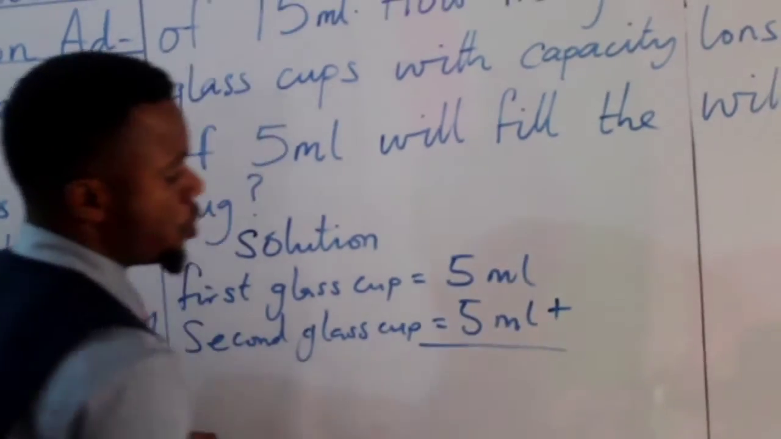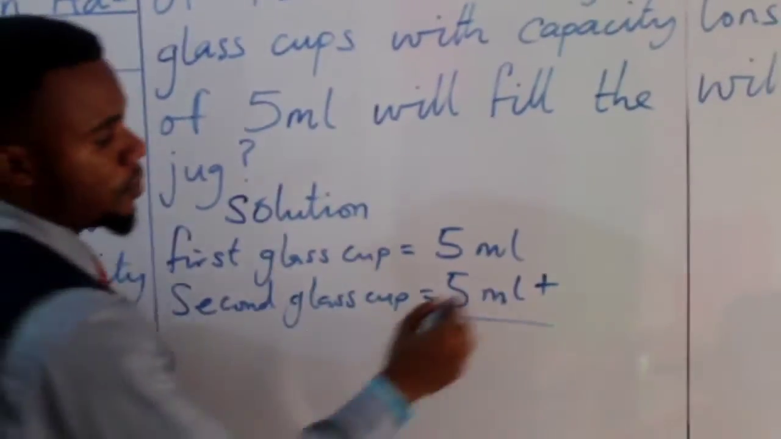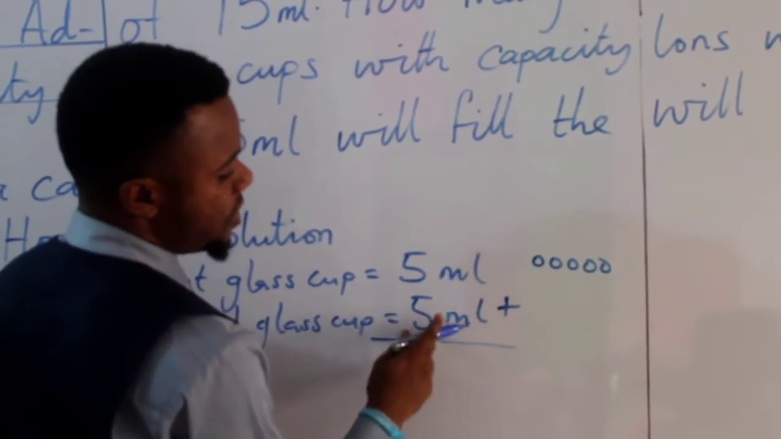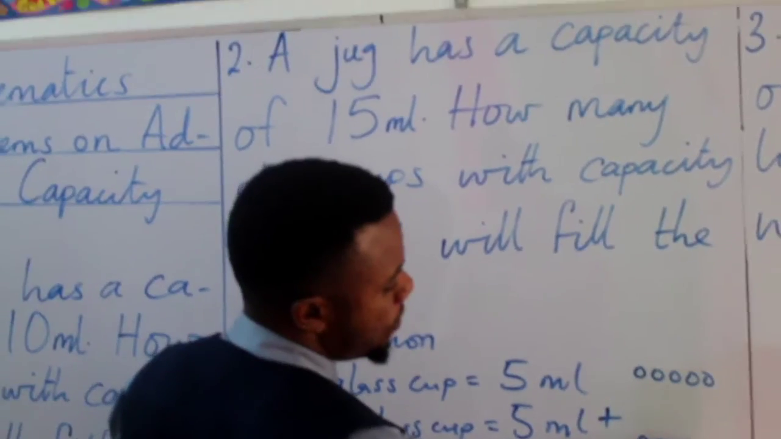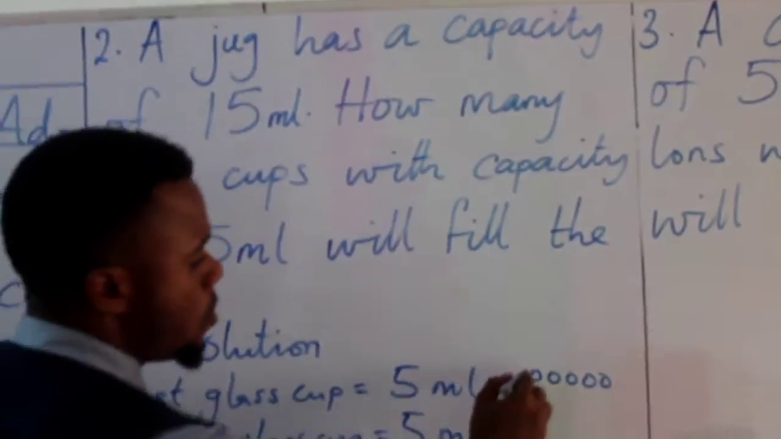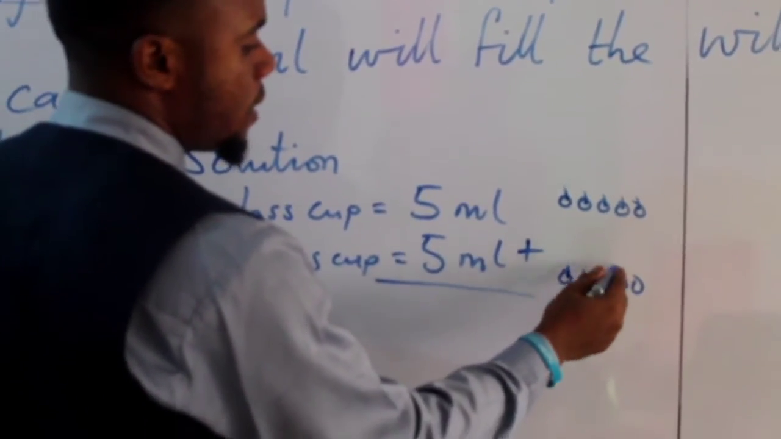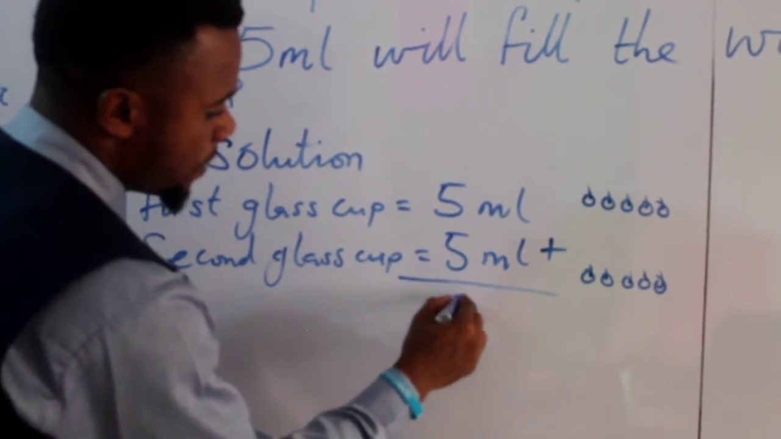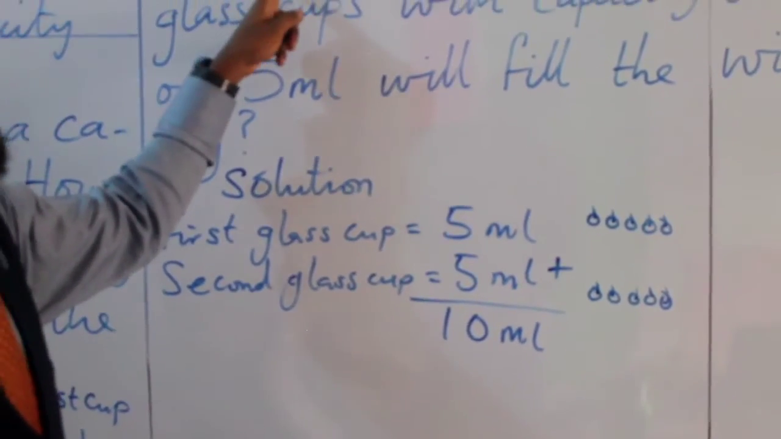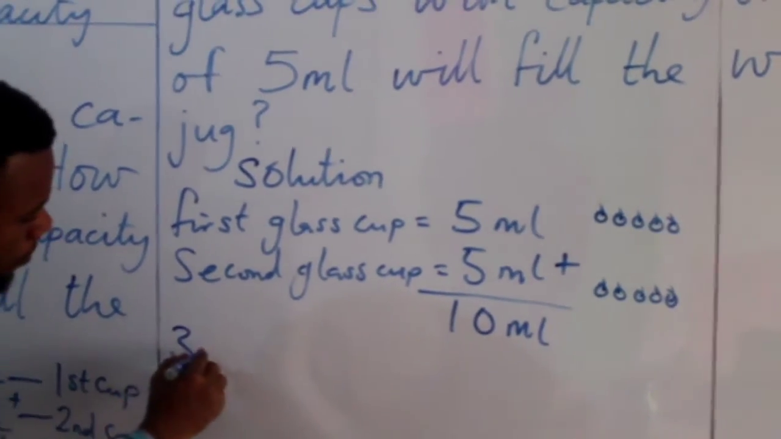So let's add these 2 glass cups, first and second. 5 plus 5: 1, 2, 3, 4, 5, the first 5, and the second 5: 1, 2, 3, 4, 5. So addition means what? Bring them together. 1, 2, 3, 4, 5, 6, 7, 8, 9, 10. So we have 10 milliliters, which is still below 15 milliliters. So we add another one, the third cup.